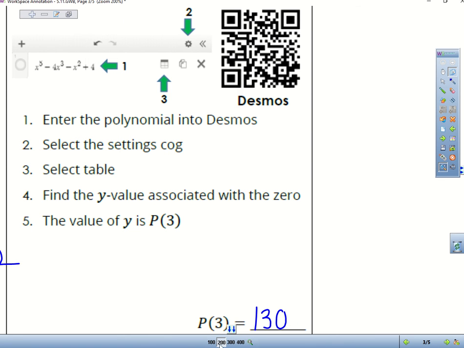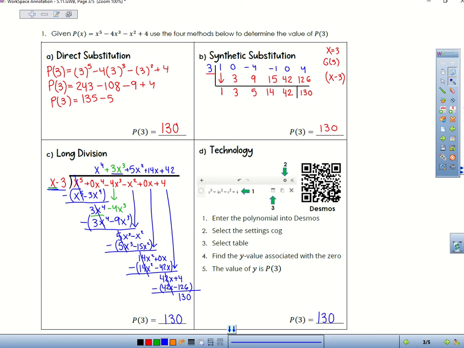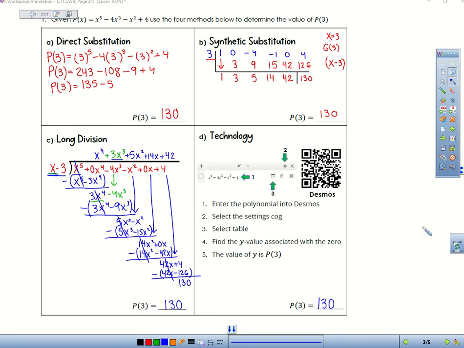So we just learned 4 different ways to get the same exact answer. You see that? The penultimate and then the easiest question. This is probably the easiest.